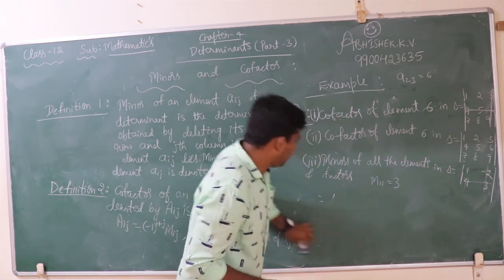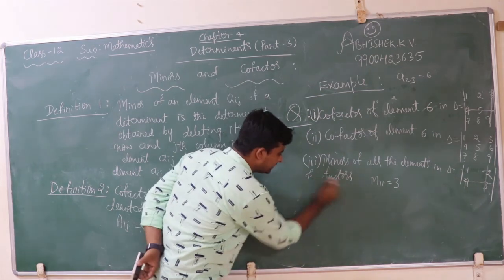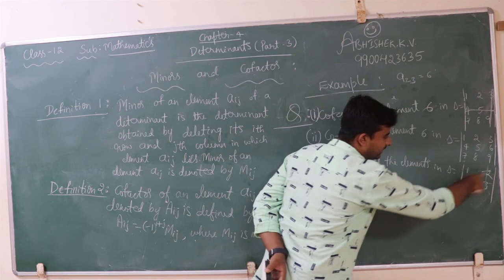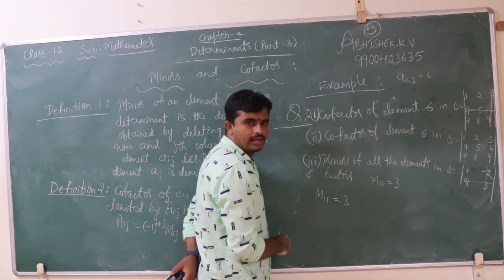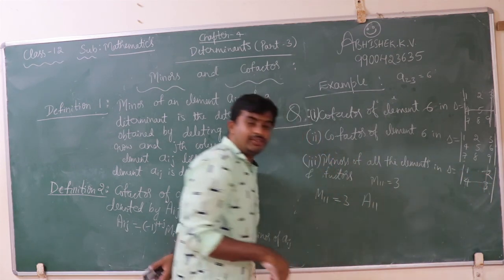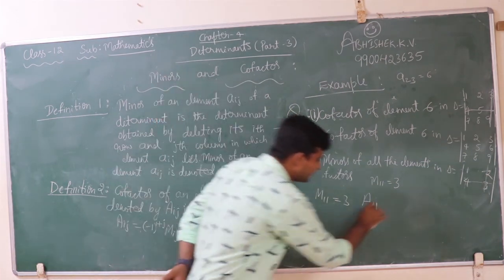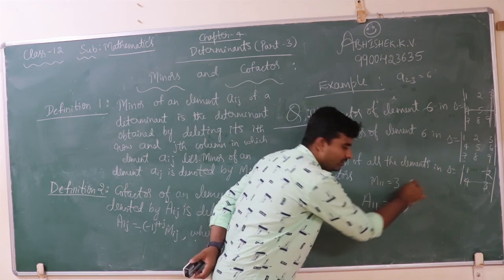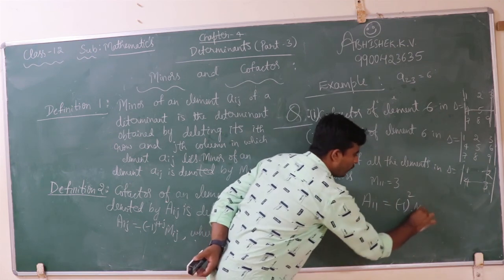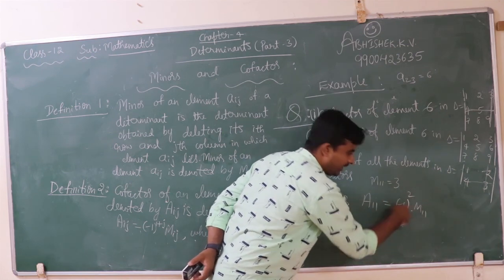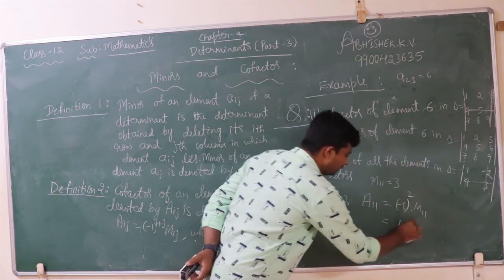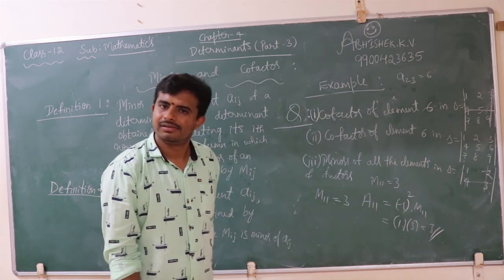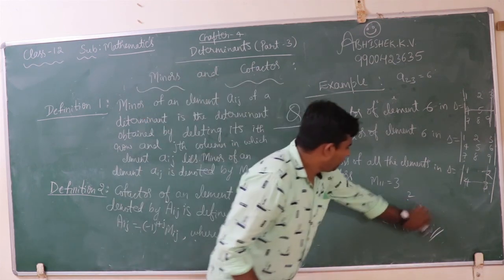See, this is all. For the minor of this determinant, we already decided M11 is equal to 3, deleting this row and this column. A11 represents what? The cofactor. This is multiplied by minus 1 to the power of i plus j, which is 1 plus 1, 2, into M11. You already found that: 1 into minus 1 squared is plus 1, into 3, equals 3. That's all.